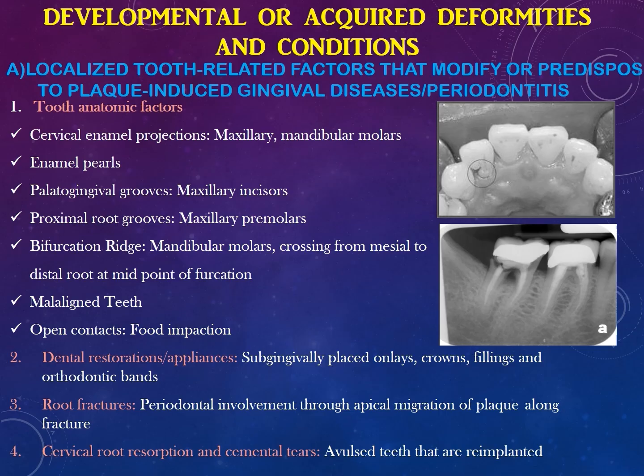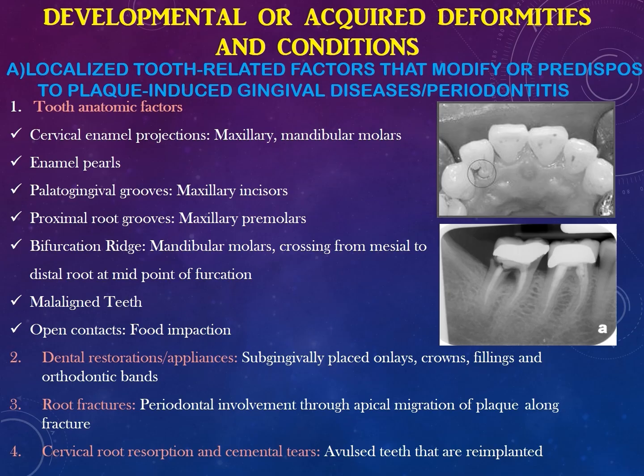Root fractures caused by traumatic forces or by endodontic procedures may lead to periodontal involvement through apical migration of plaque along the fracture line. Avulsed teeth that are replanted may result in cervical root resorption or cemental tears. These may in turn lead to periodontal destruction when the lesion communicates with the oral cavity and allows the bacteria to migrate subgingivally.